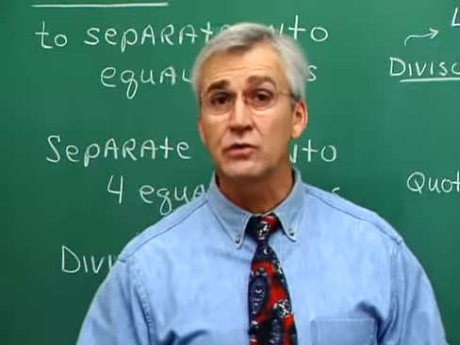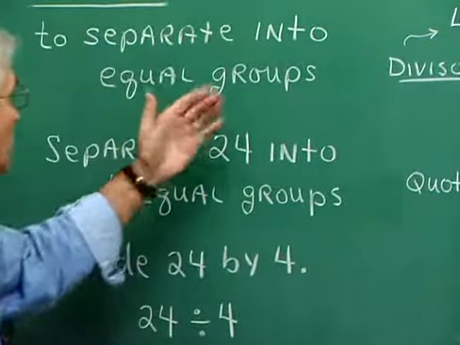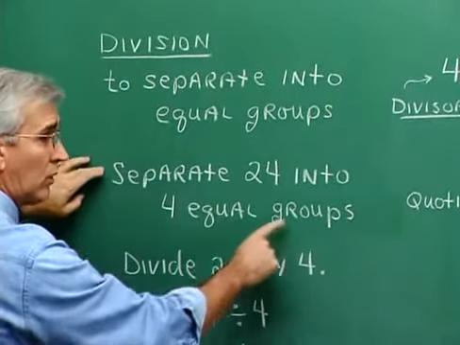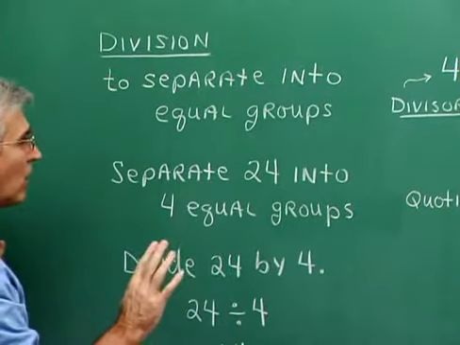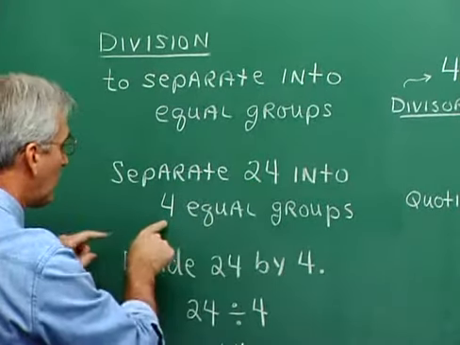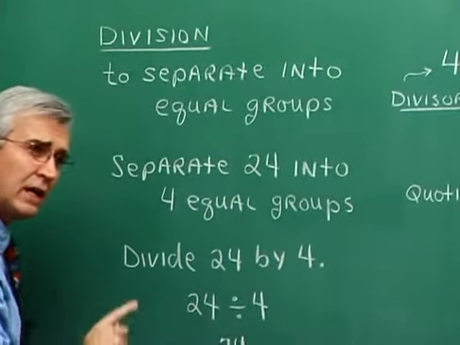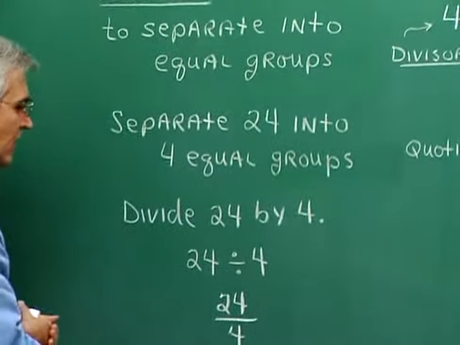Dividing refers to separating into equal groups. If we want to separate 24 into 4 equal groups, then we're implying that we are dividing 24 by 4. So it means divide 24 by 4. And we can request that division in a couple of ways.